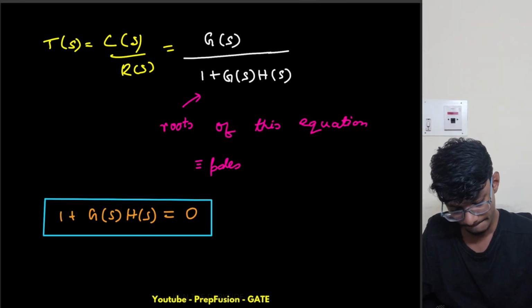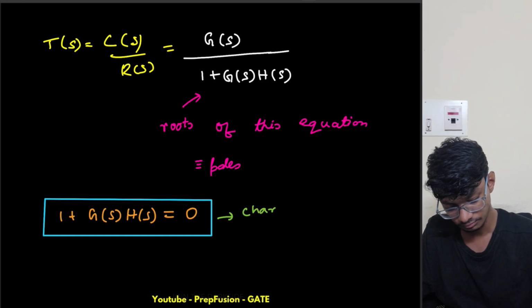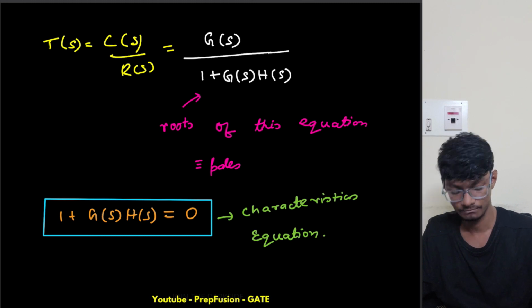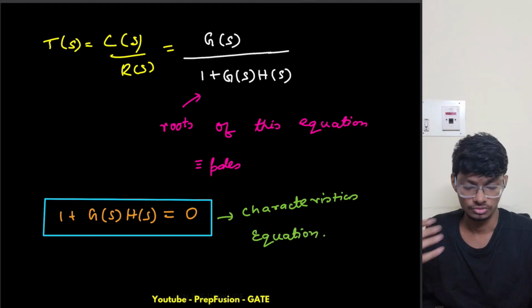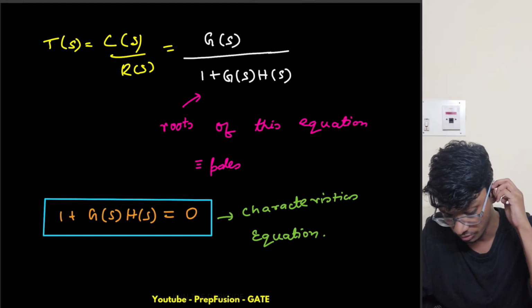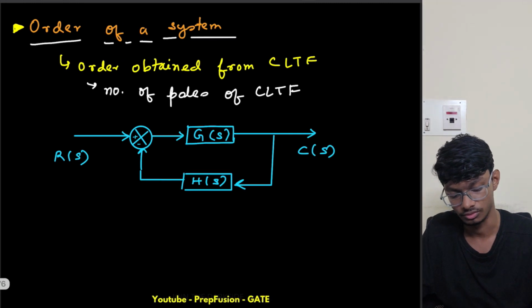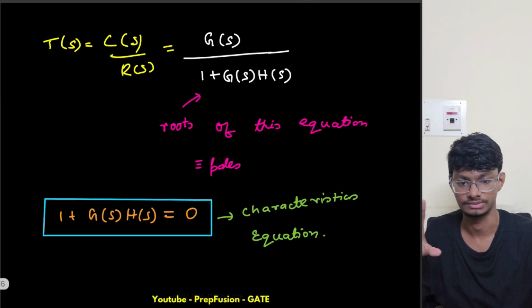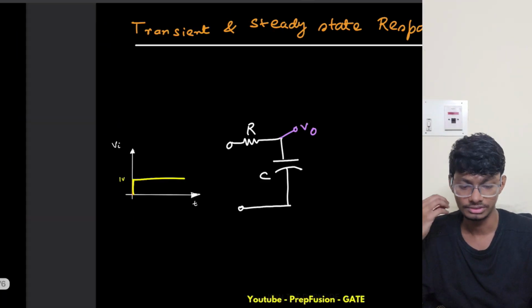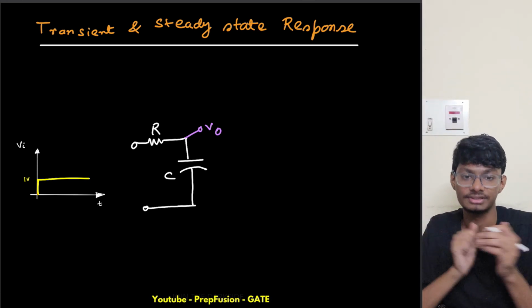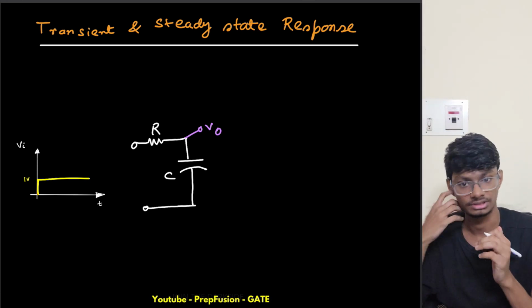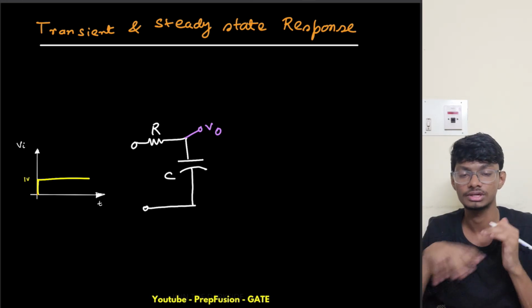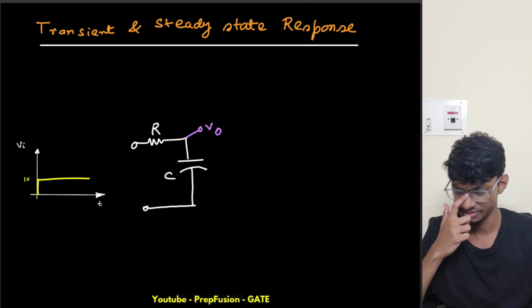So what will be the roots? Roots will be poles, and the number of poles will be the order of the system that I explained already. So yeah, now we'll study the transient and steady state response. Like I was talking about, transient and steady state response. So we'll see here what is my transient response and what is my steady state response. Himanshu has already taught this one, but still we'll see.